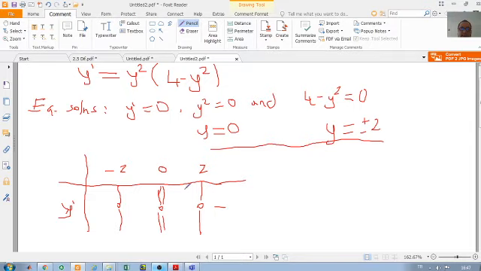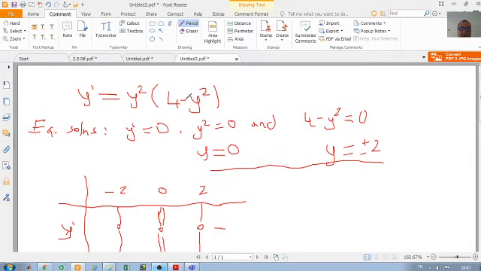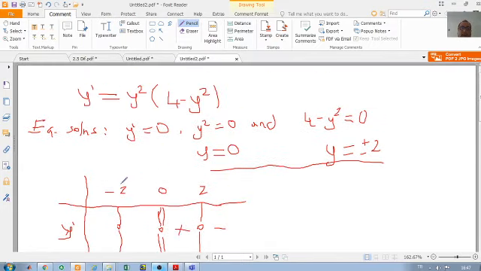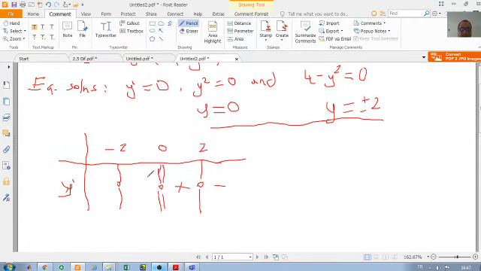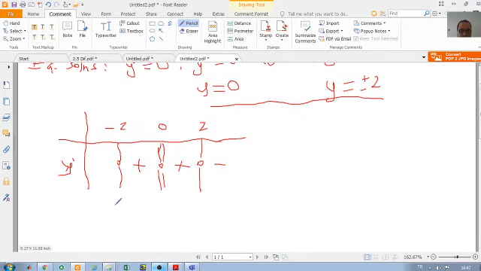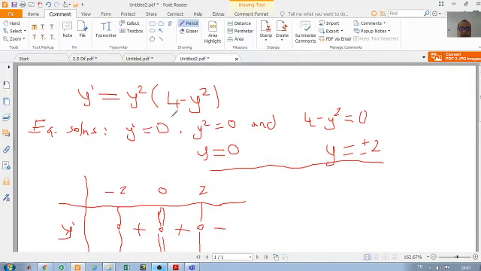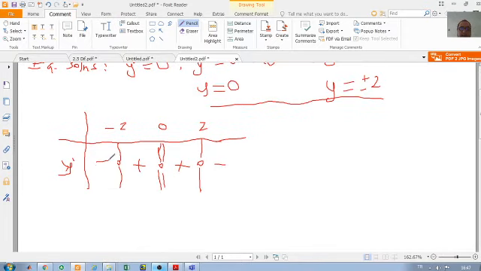From 0 to 2, for example when we take the number 1, the parenthesis becomes a positive value. This is a positive value, therefore we have a positive value. Between minus 2 and 0, for example minus 1, again we have a positive value for the parenthesis, and this is a positive value, therefore we have positive slopes. And when we take a value less than minus 2, for example minus 3, we have a negative value for the parenthesis. This is a positive value, the product of them will be negative.